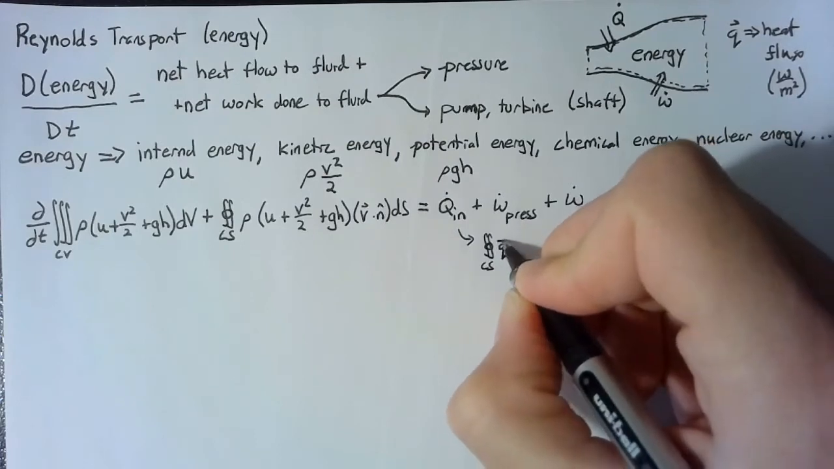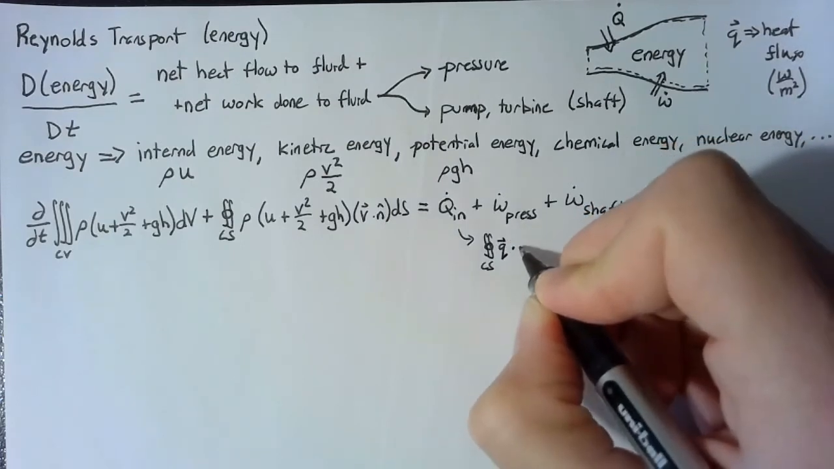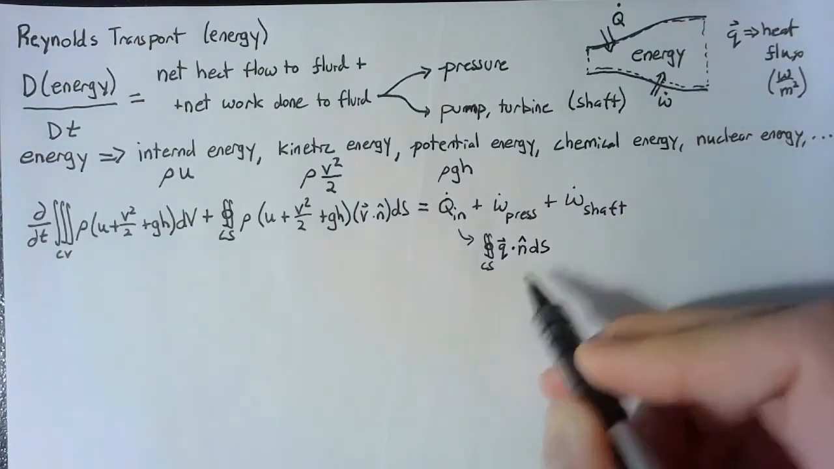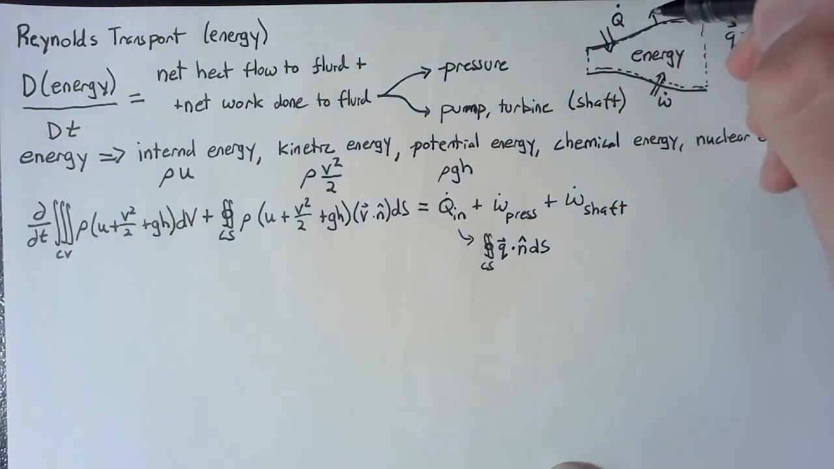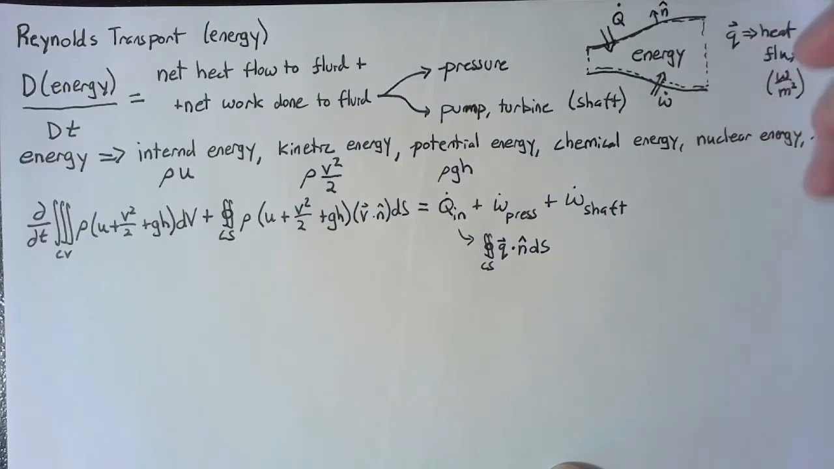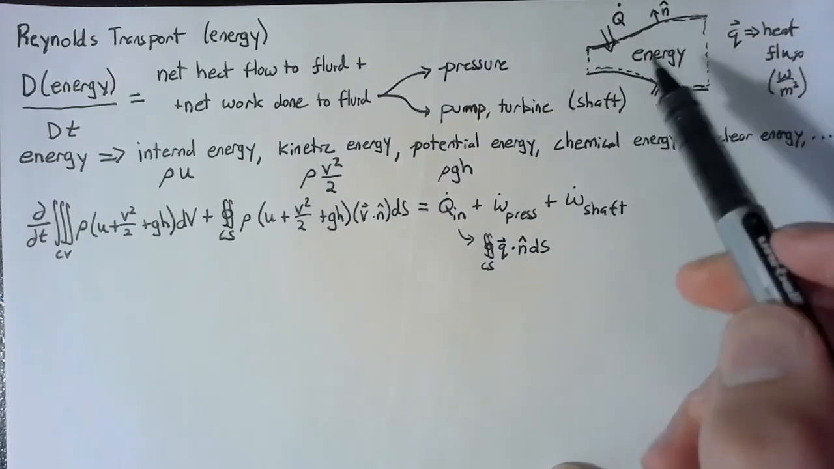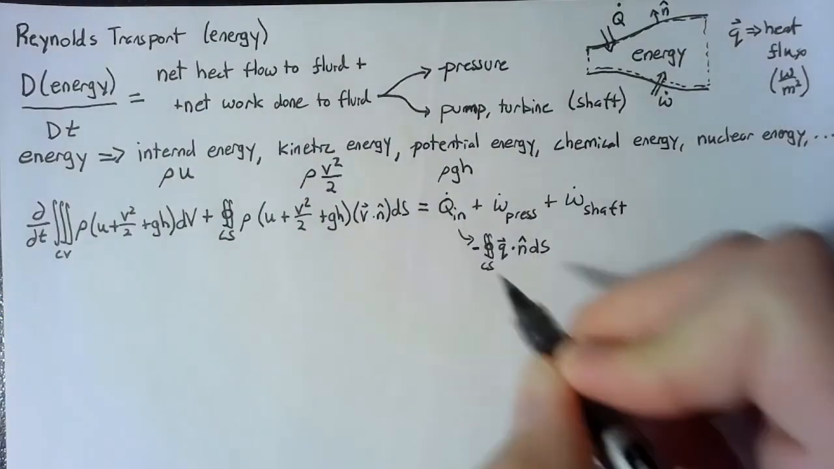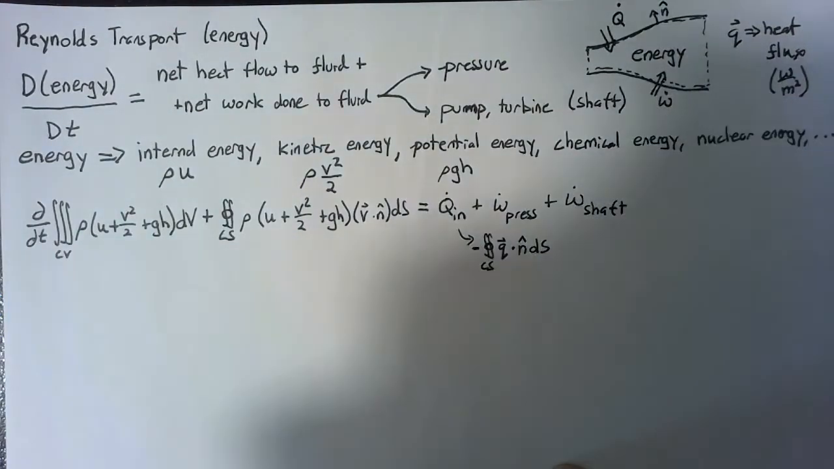Q dotted with our normal. Now, remember that our normal is defined as pointing outward. So if we have Q in the direction of the normal, that's actually going out. So we need to put a negative sign here so that we're tracking the energy coming in.